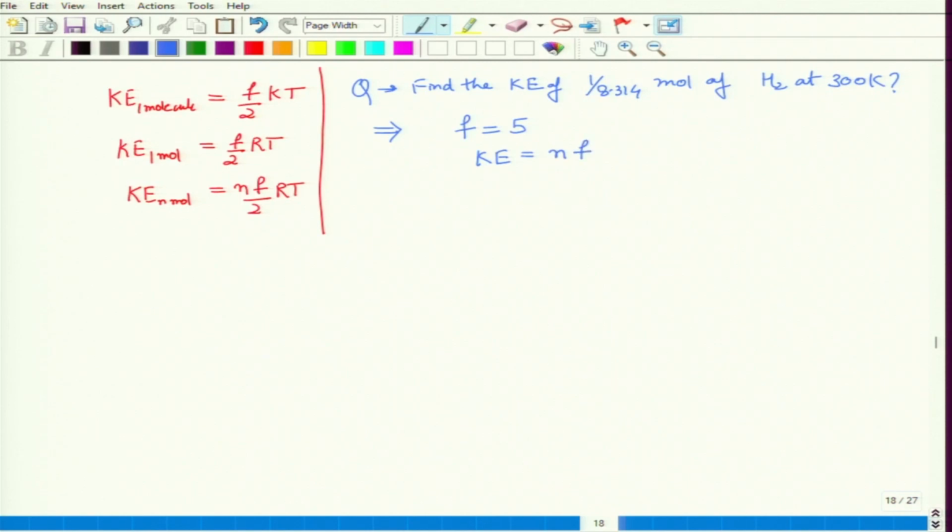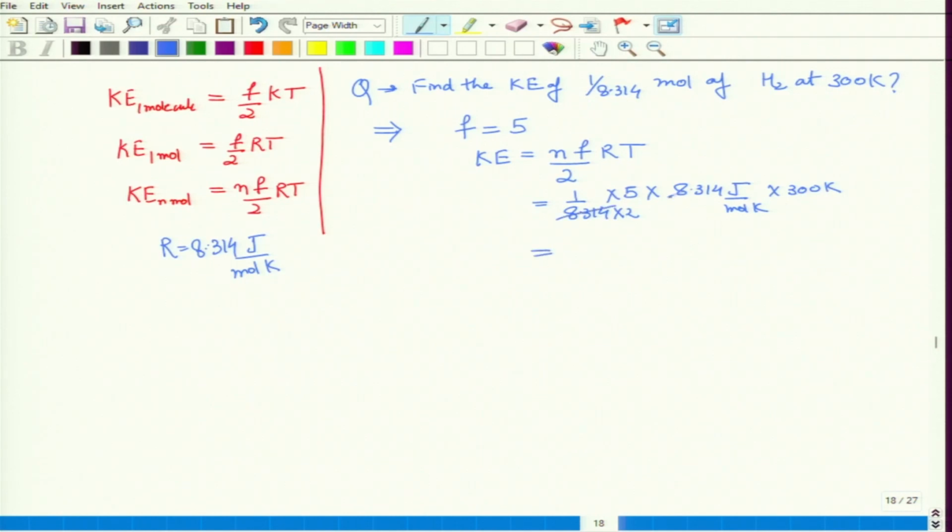nF by 2 RT. So n is 1, by 8.314 into 2. F we know is 5, and R I already told you is 8.314 joule per mole per Kelvin, into 300 Kelvin.